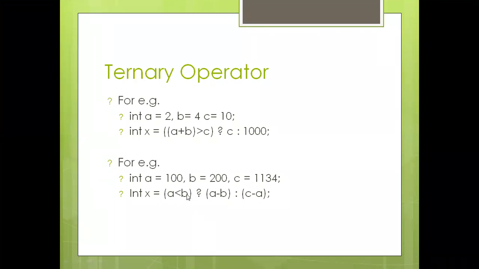A less than B means 100 less than 200. Yes, the condition is true. Okay, 100 is less than 200. The condition is true, so this first expression is going to be executed. So A minus B means 100 minus 200. Obviously minus 100 will be the result. So the value of X will be minus 100. Understood?